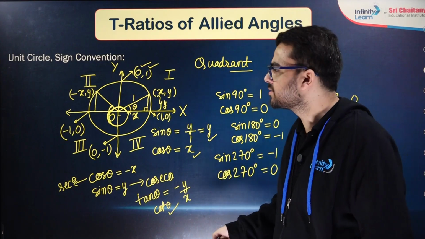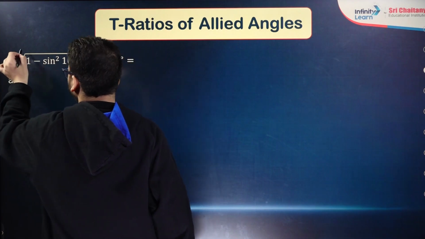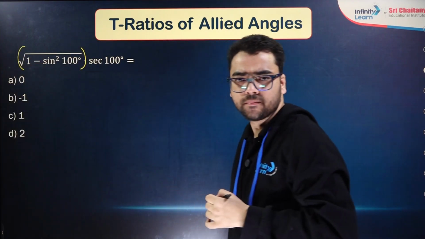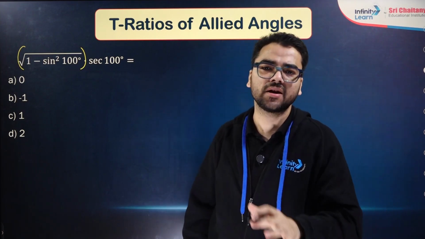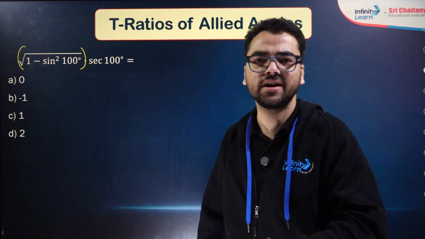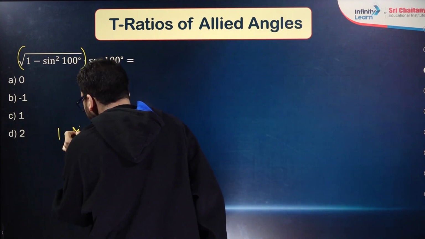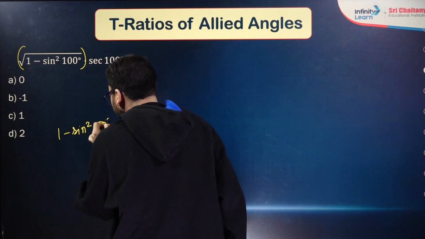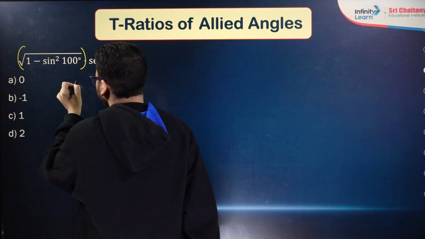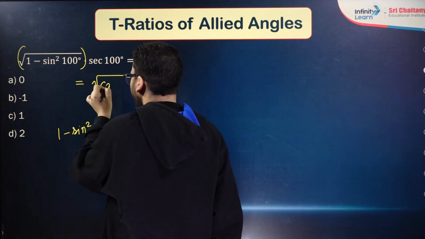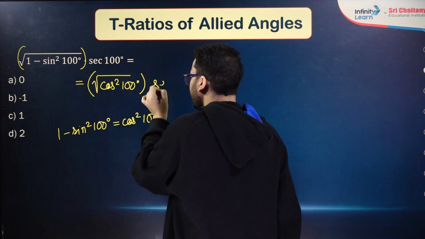Let's do a question on the basis of this property. For example, you have to find the value of this expression. This thing is multiplied to sec 100 over here. Now you remember this identity that sine square theta plus cos square theta is equal to 1. You have studied this in class 10, right? So 1 minus sine square 100 is what, guys? 1 minus sine square 100 will be equal to cos square 100. So over here, this will give us square root of cos square 100, correct? Multiplied by sec 100.